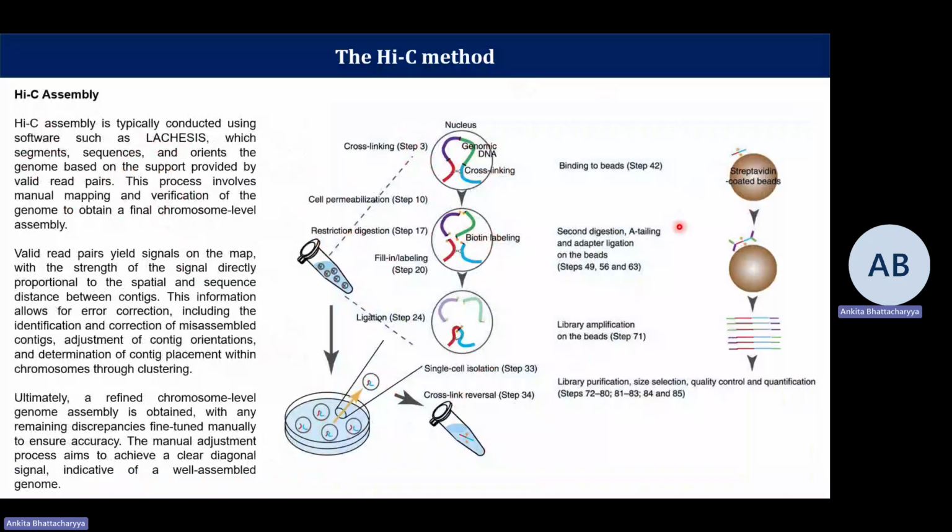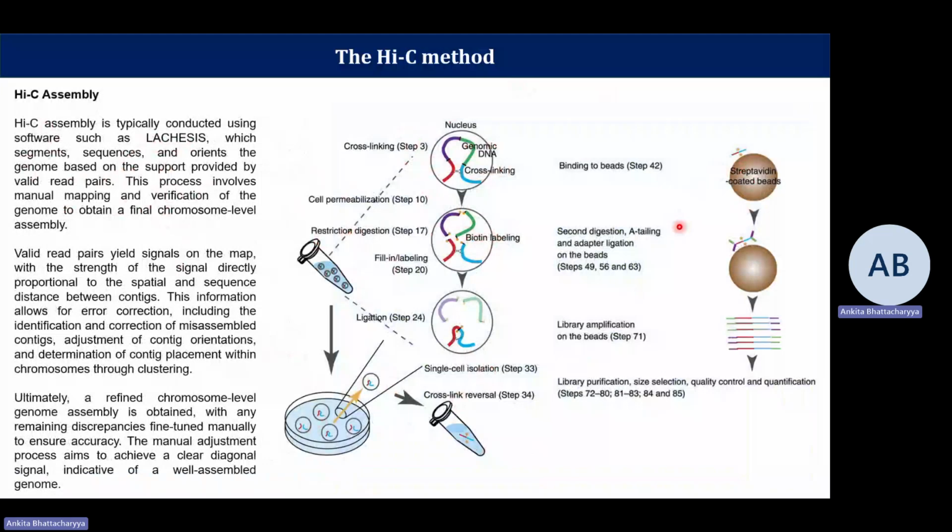Hi-C assembly is done using this LHS software, which gives us manual mapping and verification. Then valid read pairs yield signals on the map with the strength of the signal being directly proportional to the spatial and the sequential distance between these contigs, which allows us to correct errors, including the identification and connection of misassembled contigs, adjustment of contig orientations, and determination of contig placement within chromosomes through clustering.